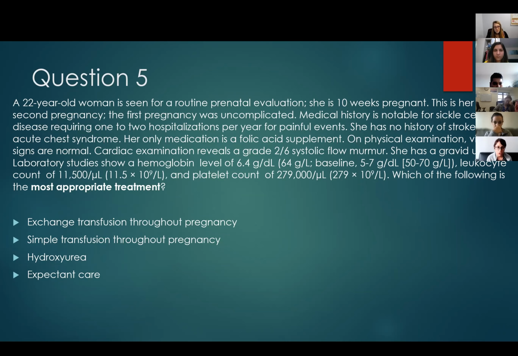On physical examination, vital signs are normal. Cardiac examination reveals a grade 2/6 systolic flow murmur. She has a gravid uterus. A laboratory study shows a hemoglobin level of 6.4, and at baseline it was 5.27. Leukocyte count is 11.5, and platelet count is 279. Which of the following is the most appropriate treatment?